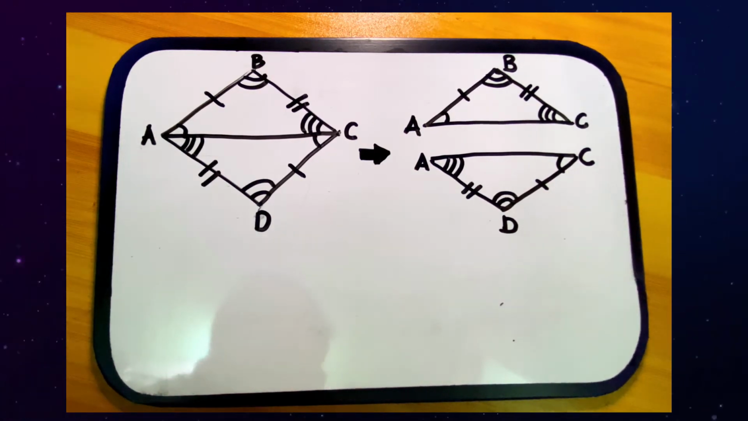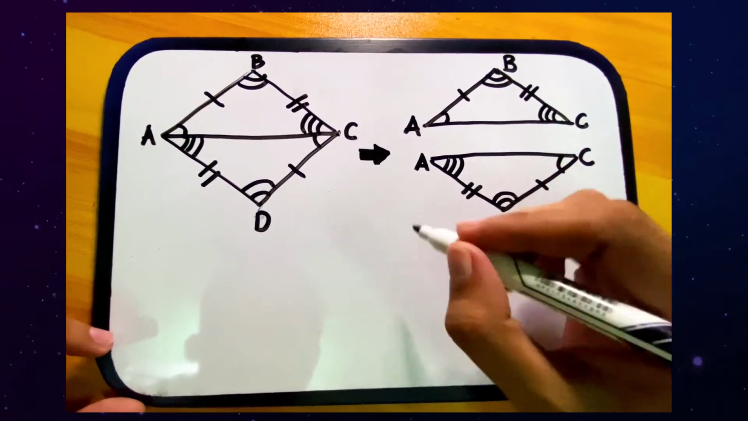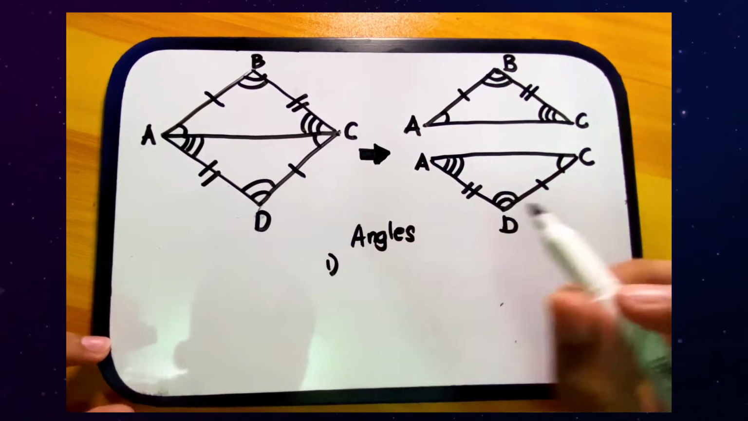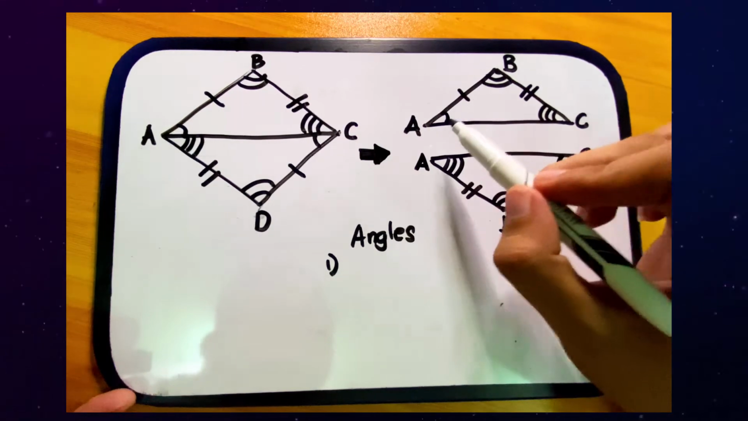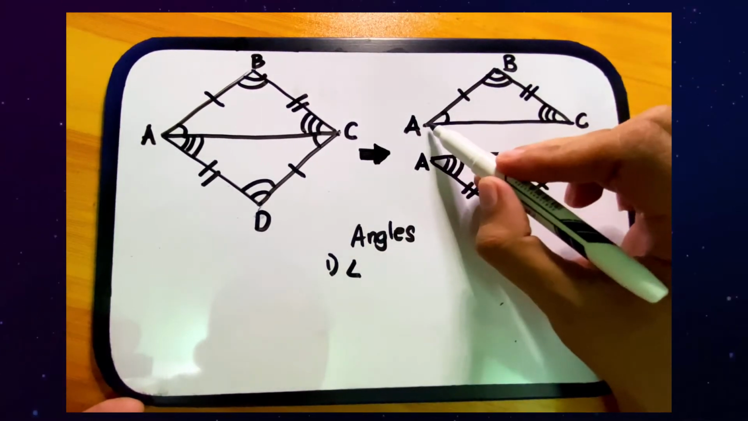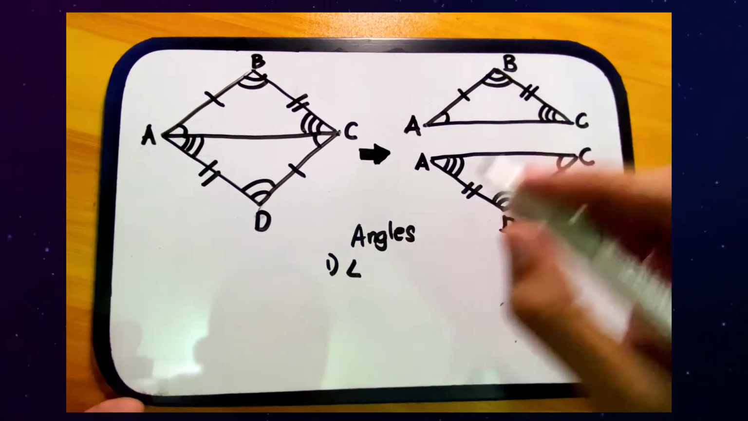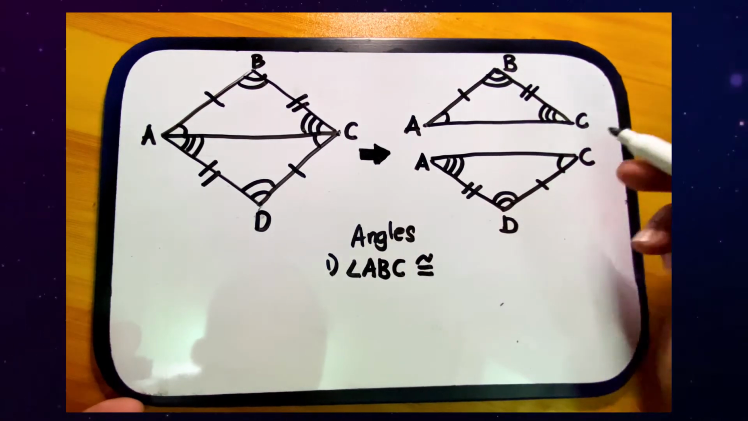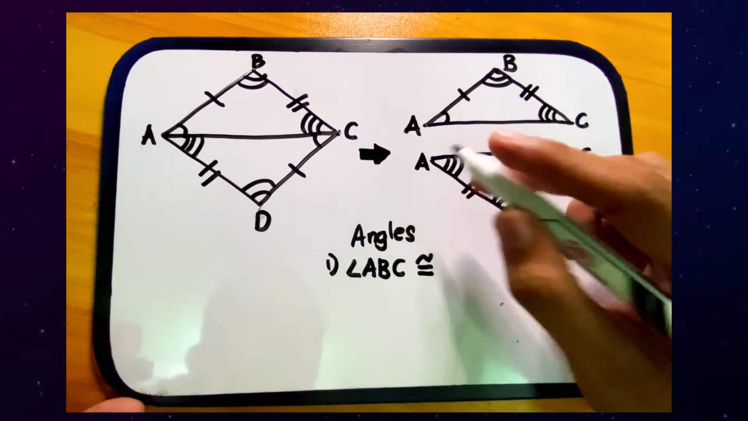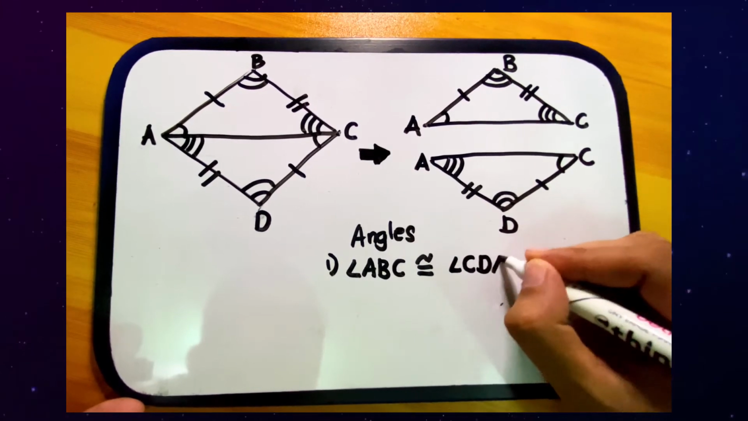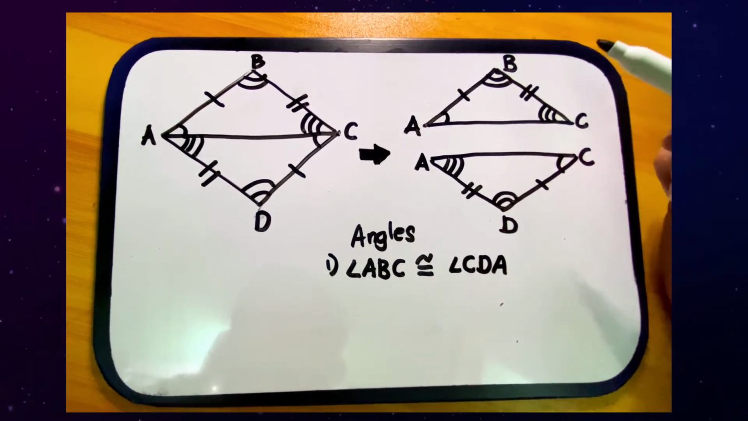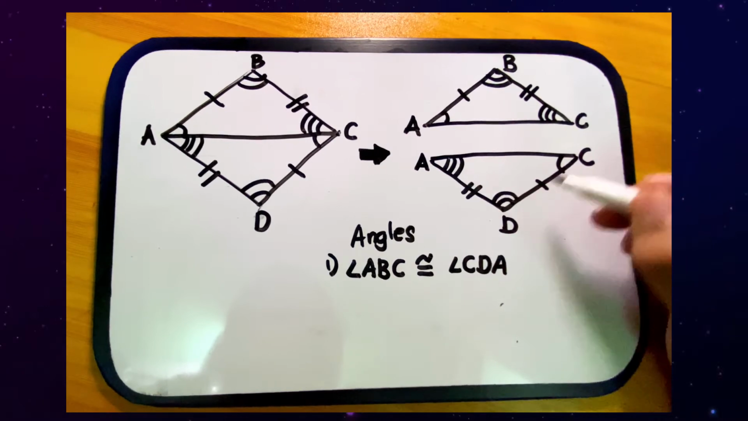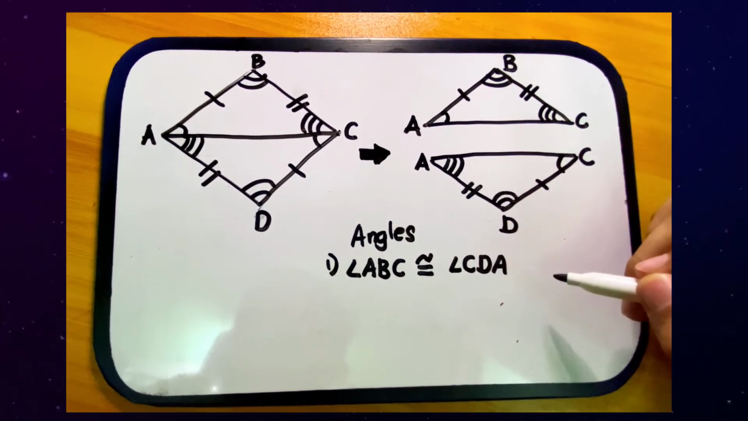Okay, so first pair of angles, so I will write angle ABC, congruent to here angle CDA. So how? So just follow the curved lines. Okay, 1 2 3 for ABC. Here 1 2 3 CDA.